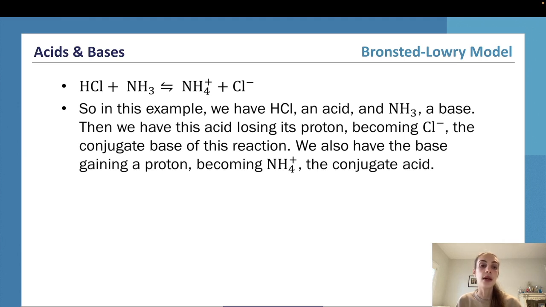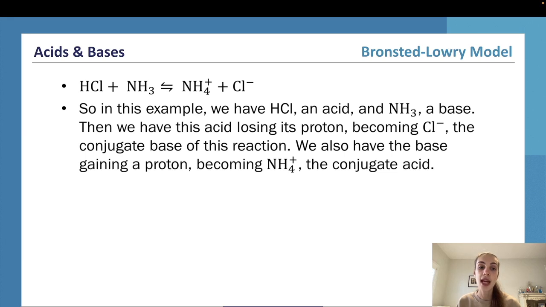So we have an example here where we're combining hydrochloric acid and ammonia in order to form ammonium ions and chloride ions. So essentially we know that hydrochloric acid is going to be the acid, hence it is the proton donor, whilst ammonia is going to be the base, so it's going to be the proton acceptor. And then when we have this acid losing its proton, it becomes chloride ions, and that is the conjugate base. So when the acid loses its proton, it forms the conjugate base.